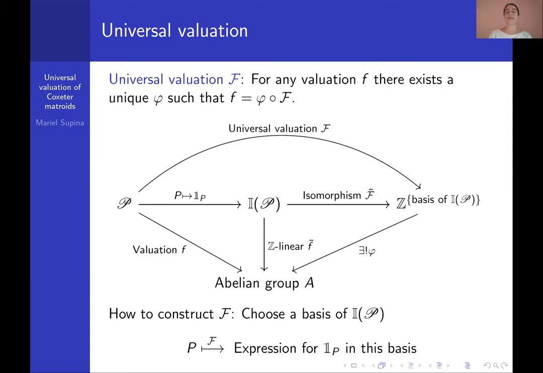You choose a basis of the indicator functions, and then you write out P, you write out the indicator function of P in terms of that basis. So this is what a universal valuation should be. And the hard part here is finding a basis for the indicator functions. And so that's what we were trying to do for certain special families of polytopes.